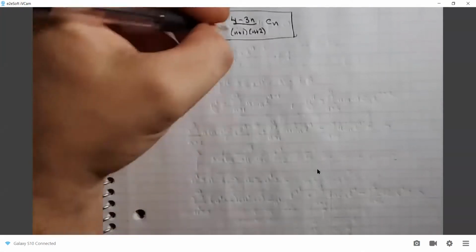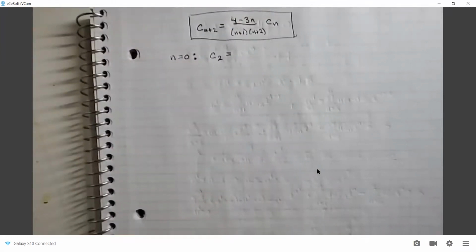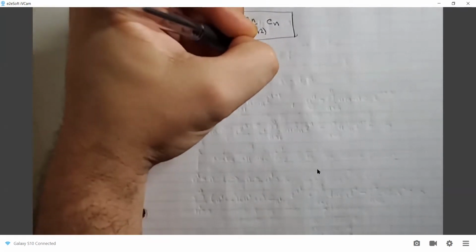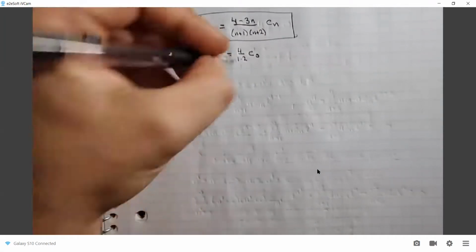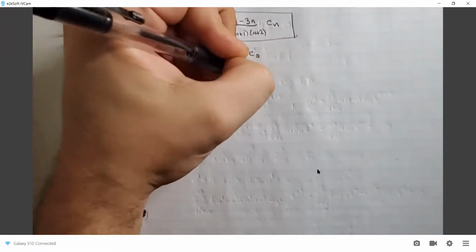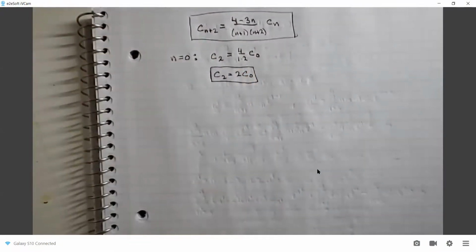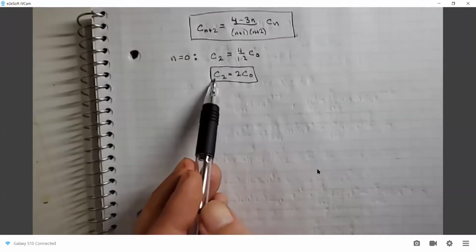C sub 2 equals 4 over 1 times 2 times C0. So C2 is equal to 2C0. So we get C2 equals 2C0. Cool. Right on. And by the way, if you would have removed the constant term, or the n equals 0 terms, out of the series, this is what you would have ended up with.